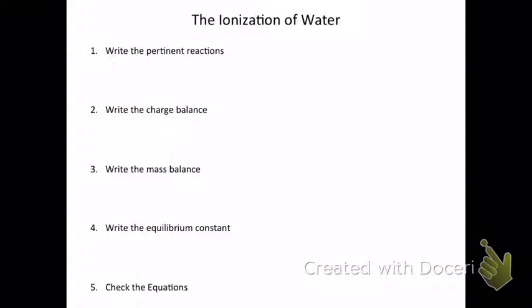Let's take a quick look here at the steps in the systematic treatment of equilibrium in the context of a very simple problem so you can see how they play out before I turn you loose on an example that you can work on yourself. So here we're going to write the pertinent reactions for the ionization of water. Of course, we have H2O liquid goes to H plus OH minus.